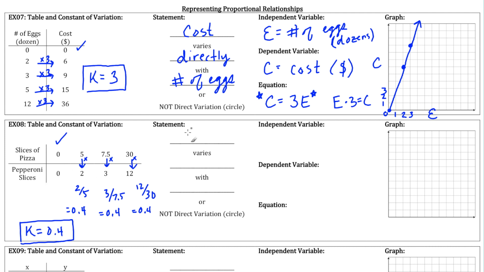So the number of pepperoni slices varies directly with the number of pizza slices. We'll say pizza slices. There, that was just a little better.